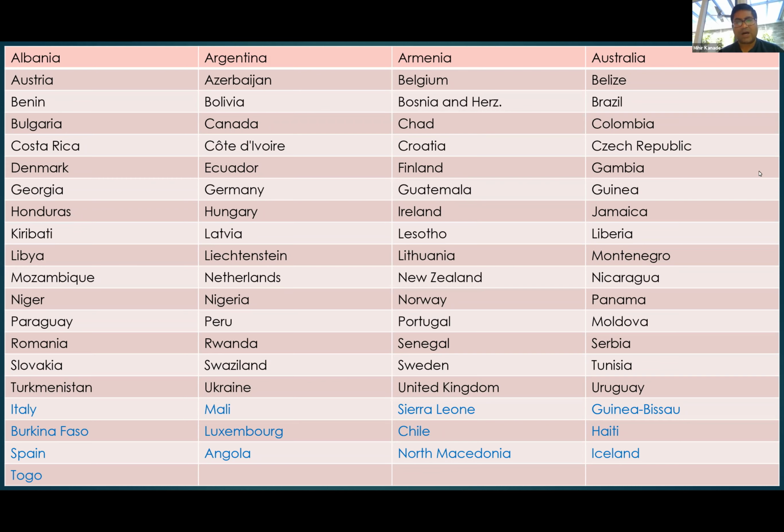At the bottom, in the blue, are the countries that became parties to the convention since 2015. So these are the recent ones: Italy, Mali, Sierra Leone, Guinea-Bissau, Burkina Faso, Luxembourg, Chile, Haiti, Spain, Angola, North Macedonia. And this year, in 2021, Iceland and Togo are the new additions to this treaty.